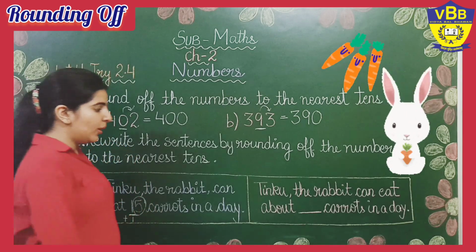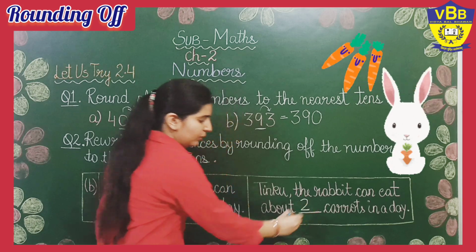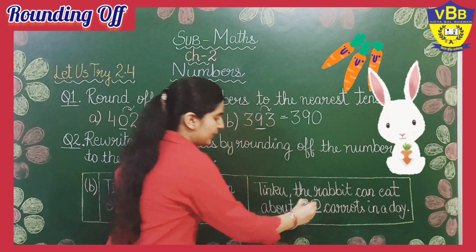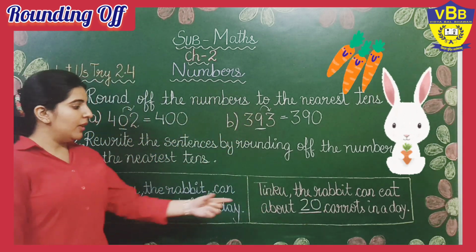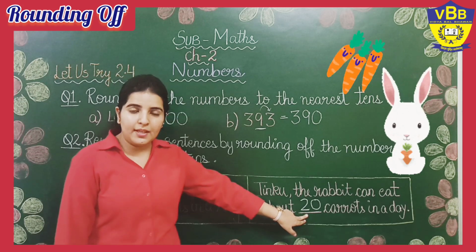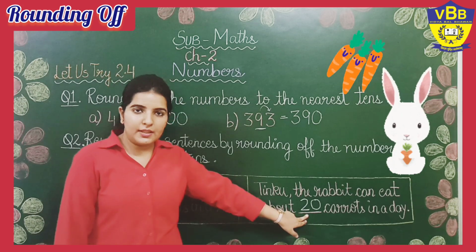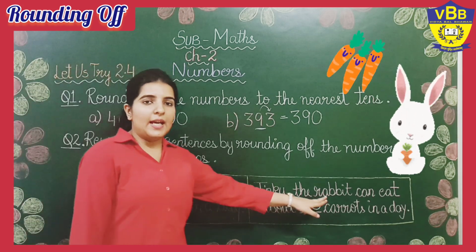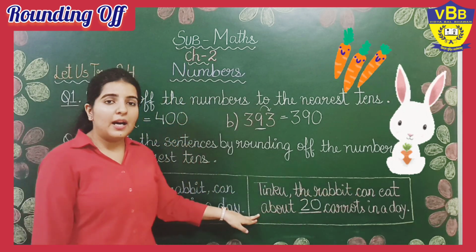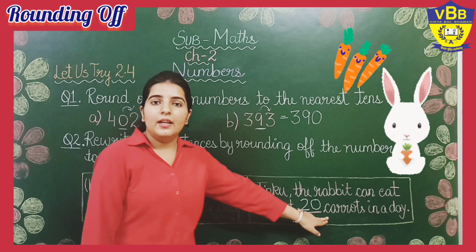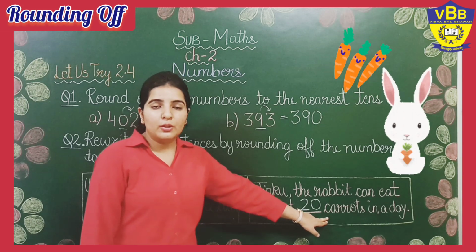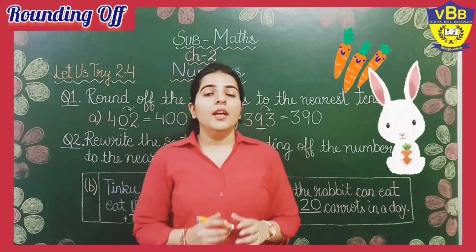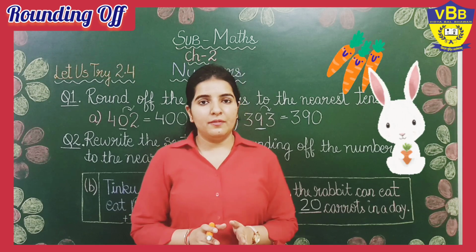So 1 plus 1 will become 2 and the ones place will change into 0. That means the number 15, when we round it off to the nearest tens place, will change into 20. So now my statement would be: Tinku, the rabbit, can eat about 20 carrots in a day. As I have told you, the term "about" or "approx" is used when we write down the estimated value.